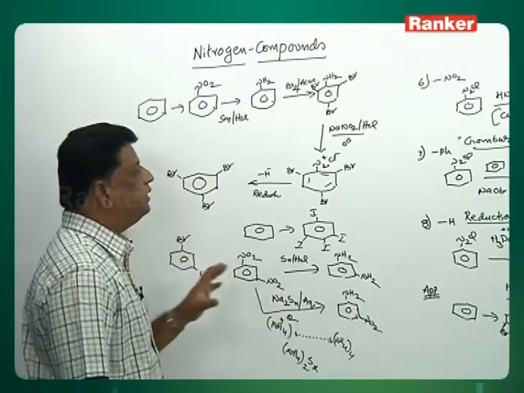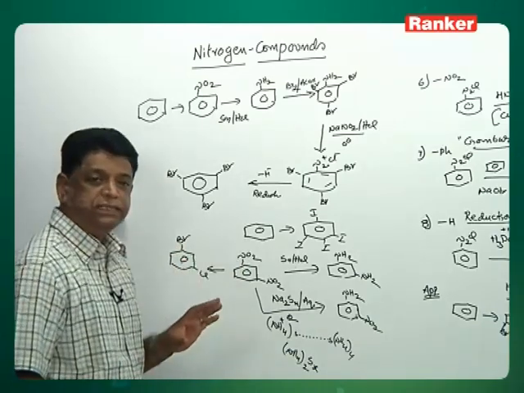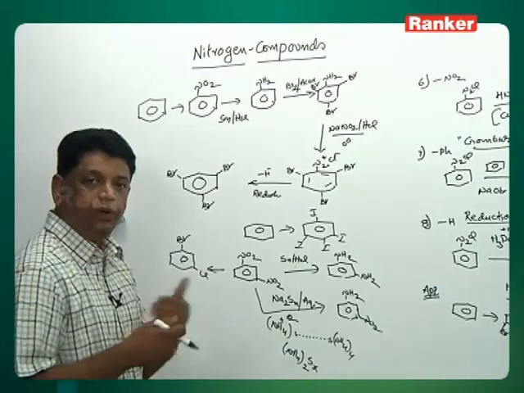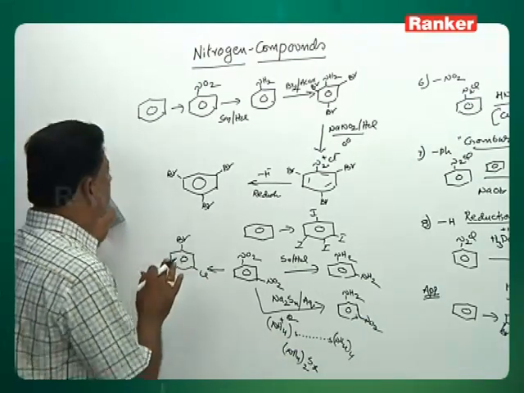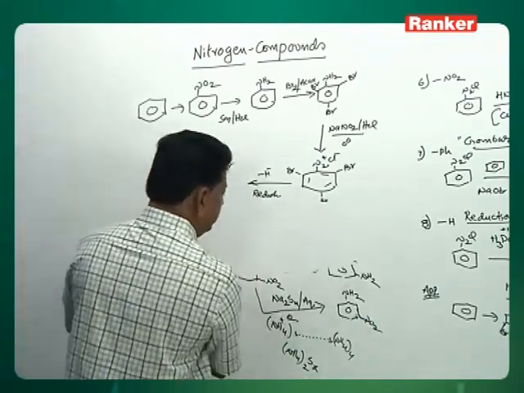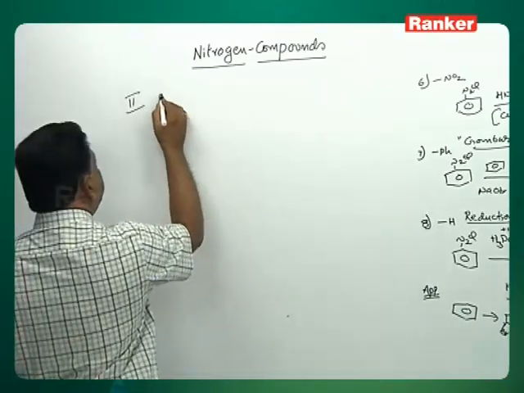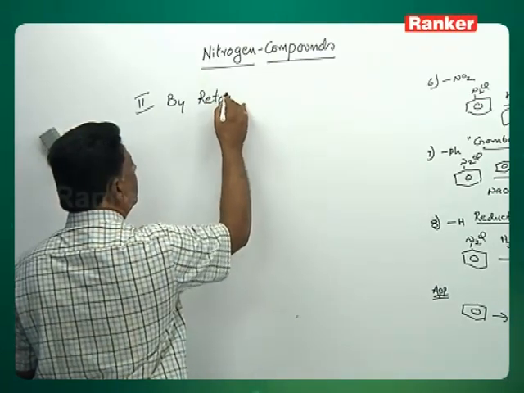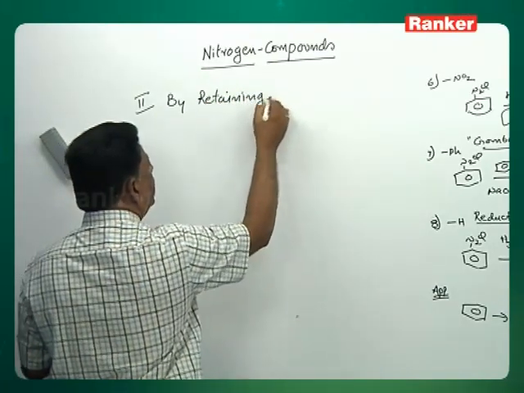So, these all come under the beautiful applications of the diazonium group, by replacing the diazonium group with a totally new group. Okay. Now, the second type of applications we will have is by retaining the nitrogen function.